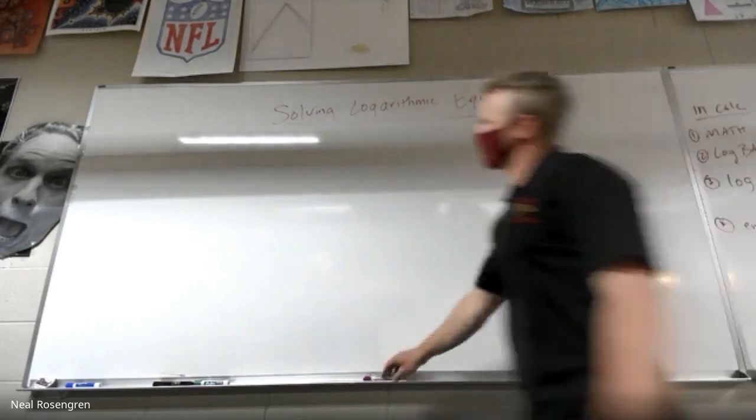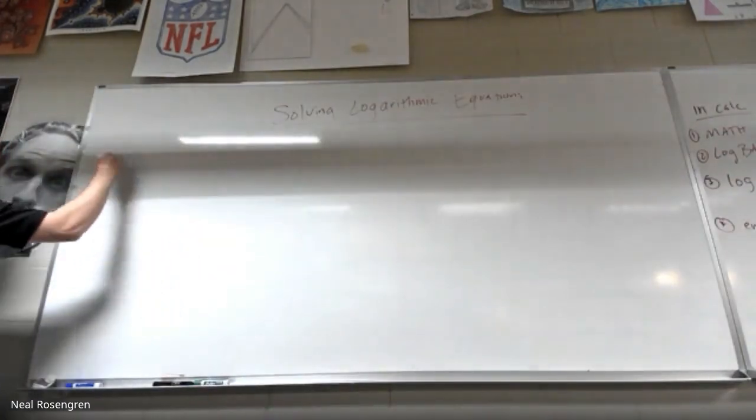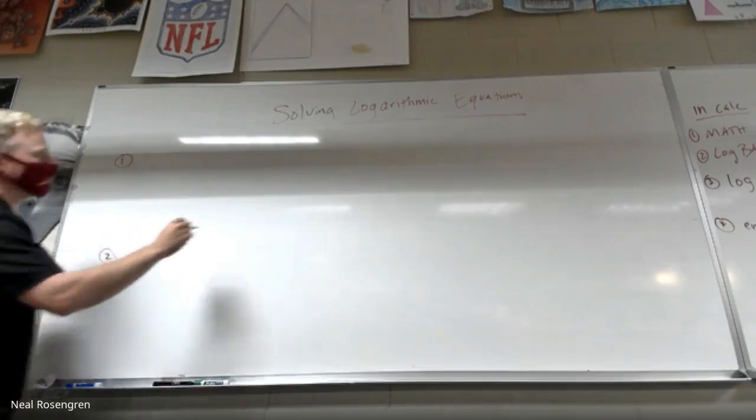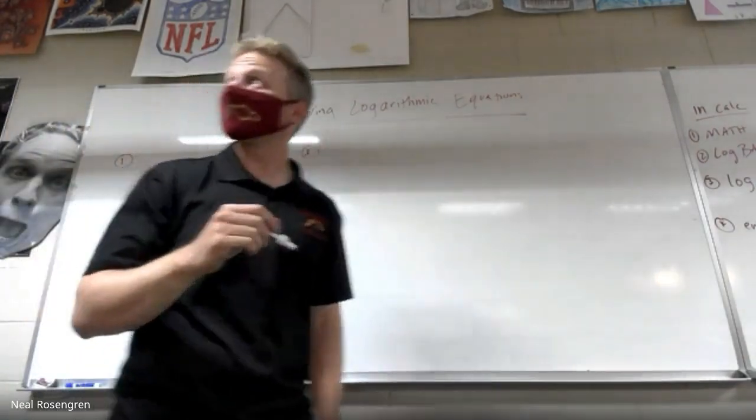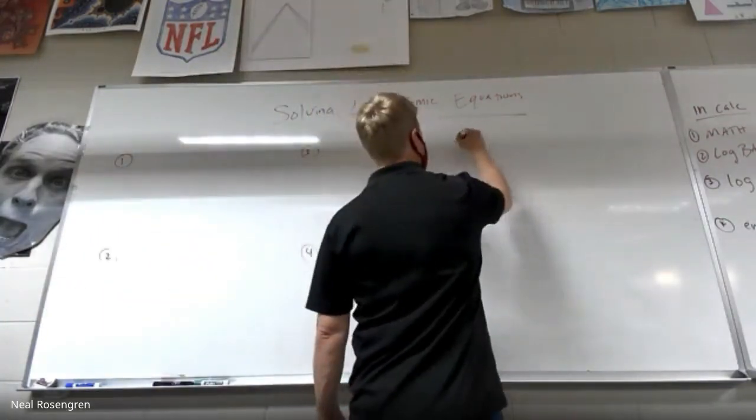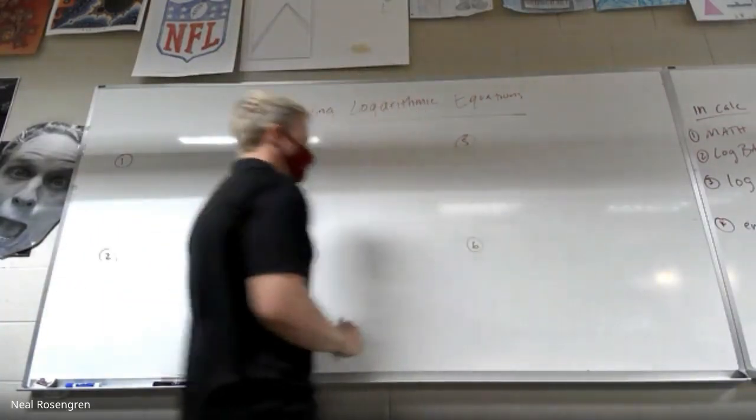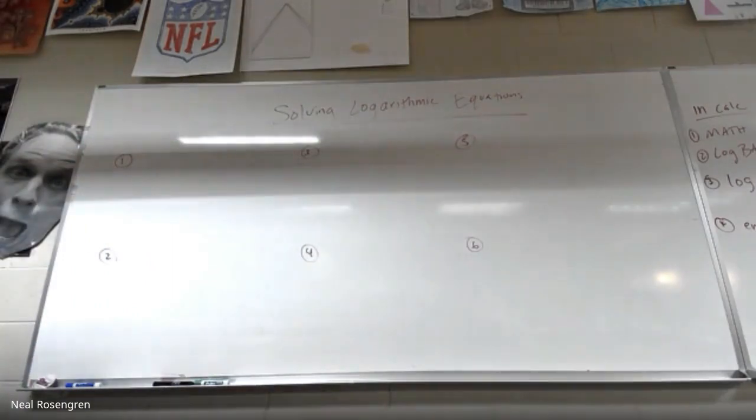Let me see if I can find a better marker. I wonder if this purple one's any better. That's not too bad. Let's go 1, 2, 3, 4. We got 15. We'll do 5 and 6. How about 6? Are we going to be submitting it? No, this is just for you. Yeah, this is just for you guys.